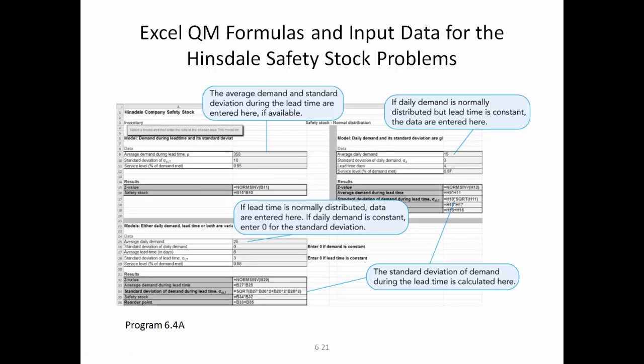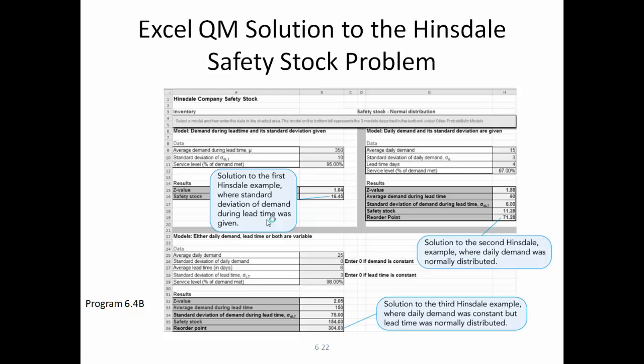Okay, so Excel QM gives us this information. Again, all we have to do is put the information in the correct place, hit the button, and we will get the information that we need. Okay, and here's an example, and I will leave it to the individual to go through it.